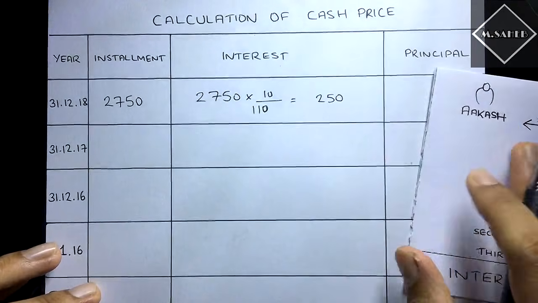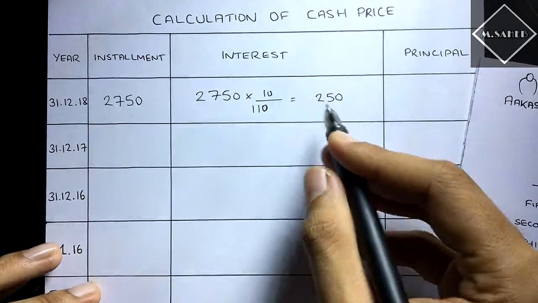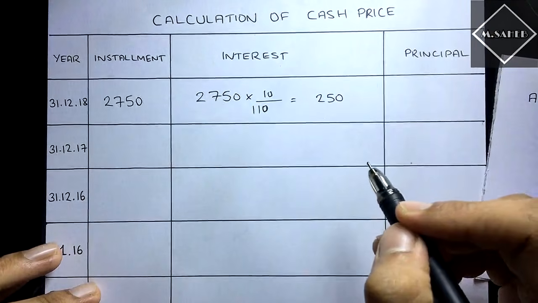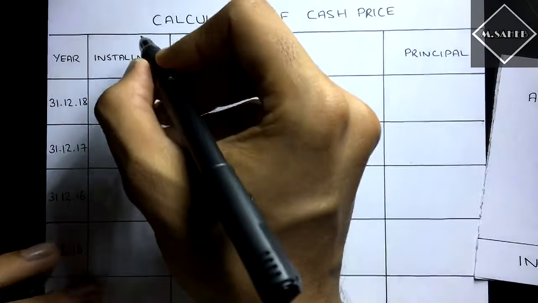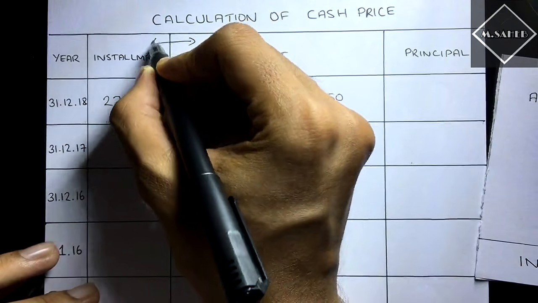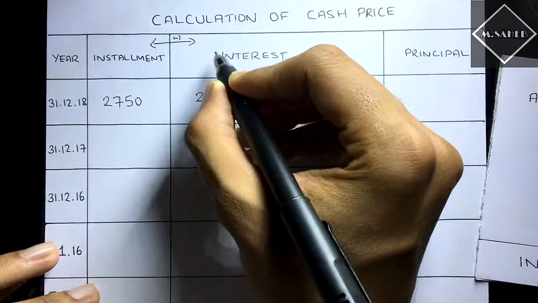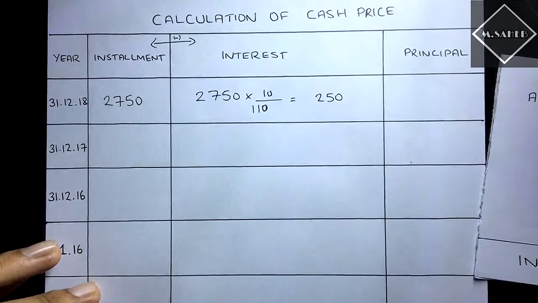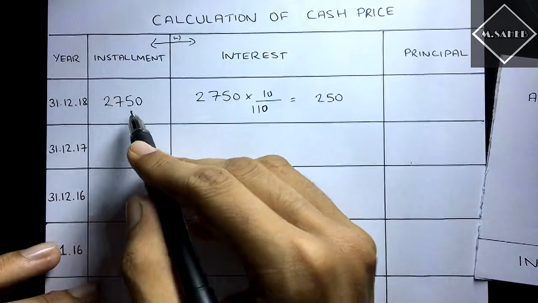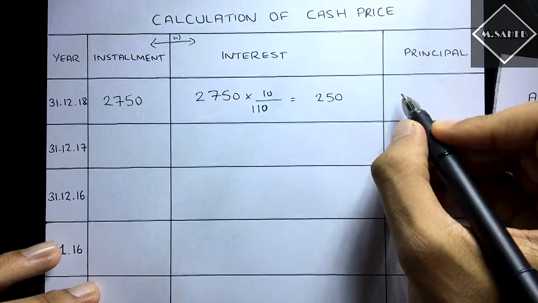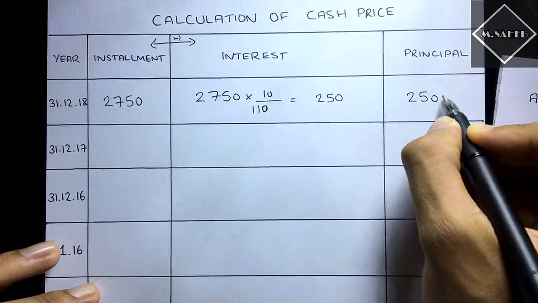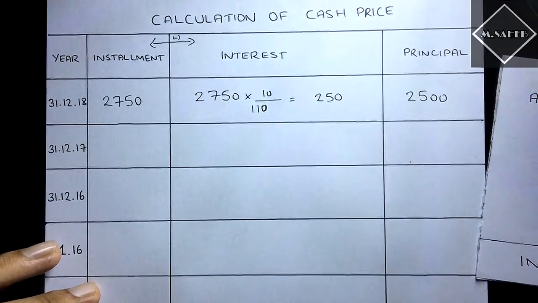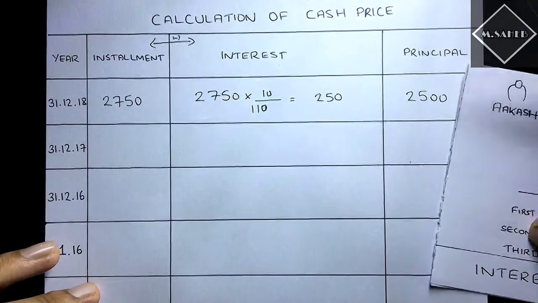So 250. Now if we have installment and interest, then we can easily calculate the principal amount, isn't it? We can just deduct these two, and then we will easily get the principal amount, that is 2750 minus 250, which is equal to 2500. Simple. Then we have to go to the second year installment.